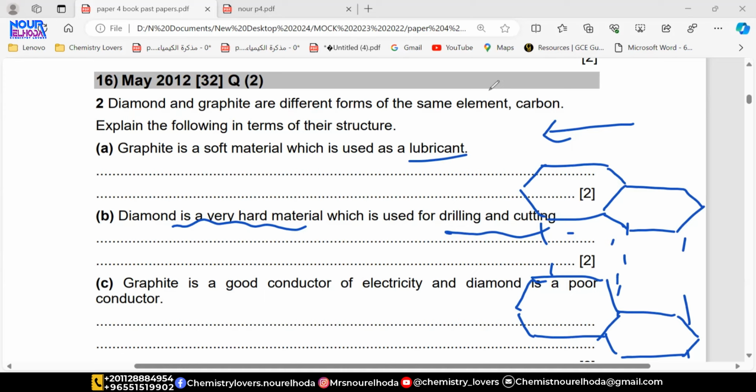It has strong attraction force. Strong? You're talking about the diamond? Yes, that's true. So I'm going, but what is the type of bond in diamond?